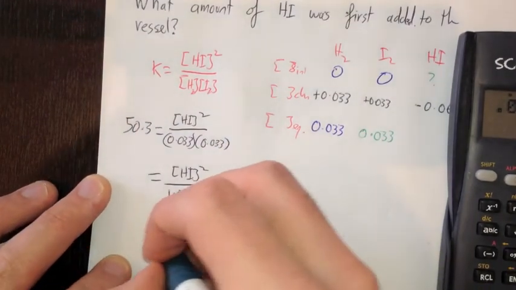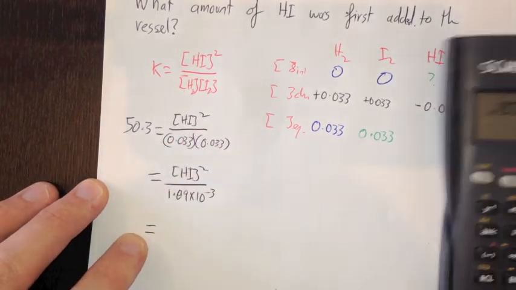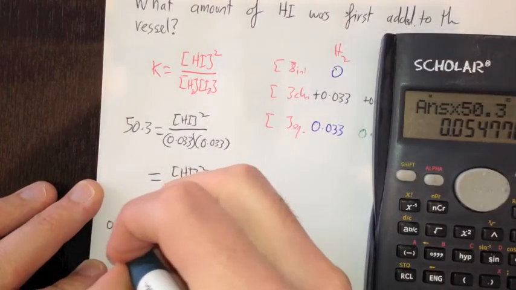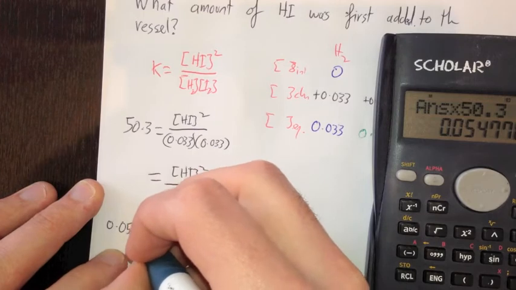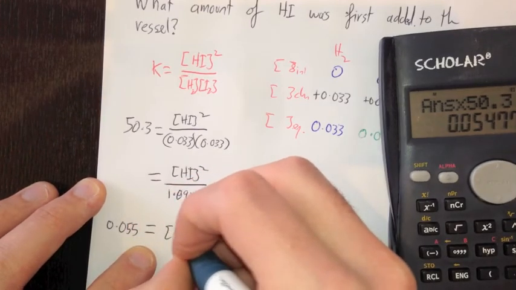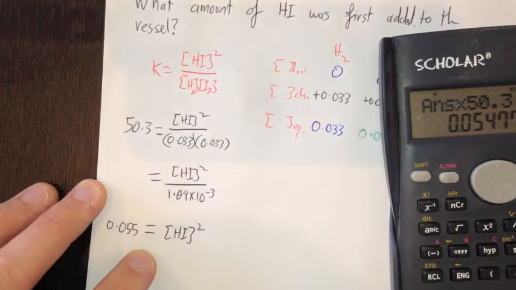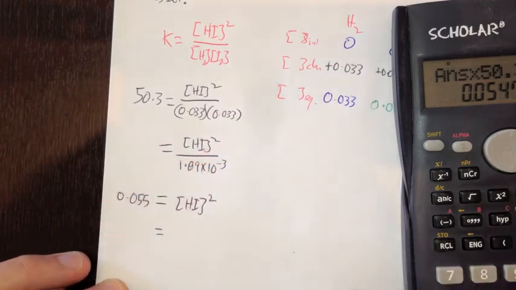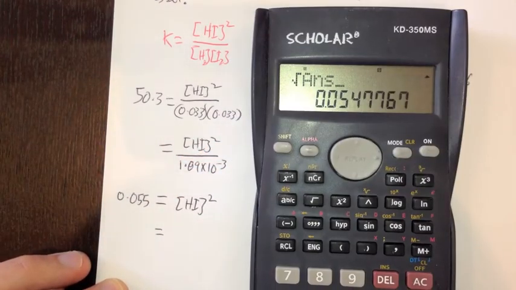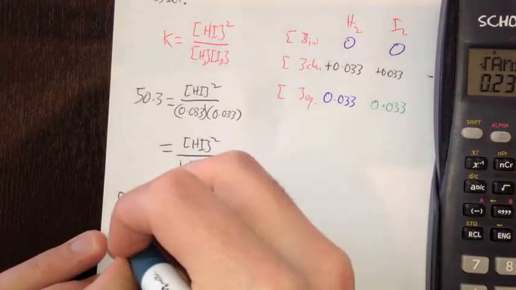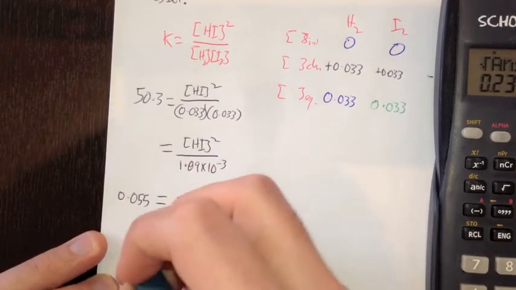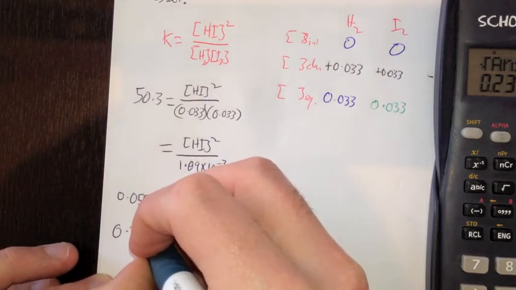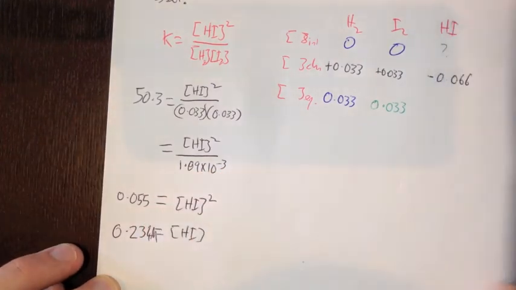I can rearrange this equation and multiply it over there. So I'll multiply this by 50.3, which gives me 0.055 equals concentration of hydrogen iodide squared. Then I can take the square root of this. If I go square root of my answer, I get 0.234 molar at equilibrium.